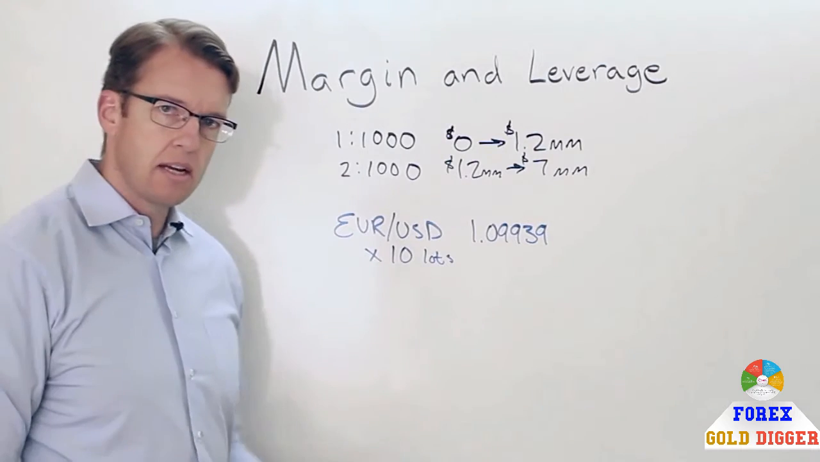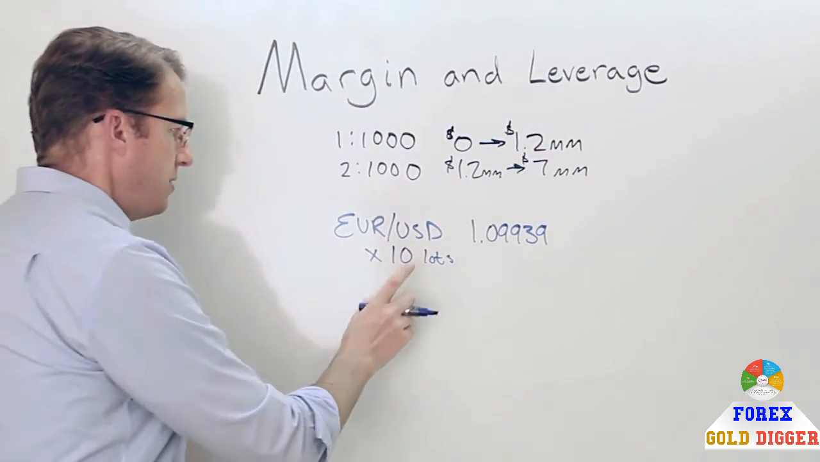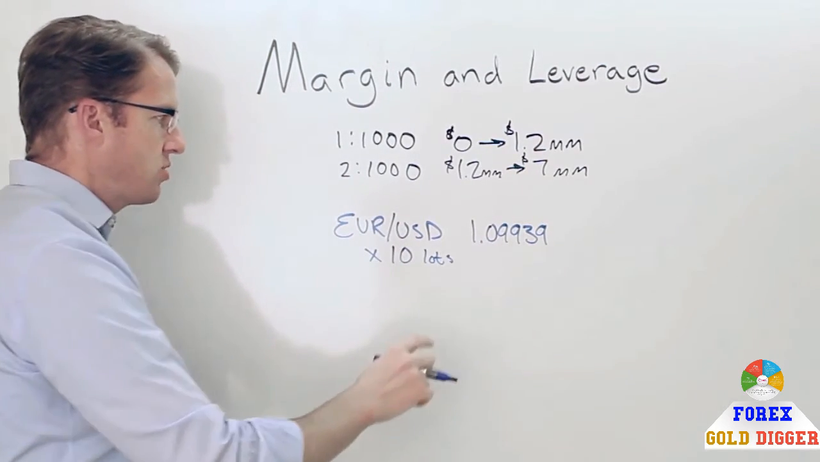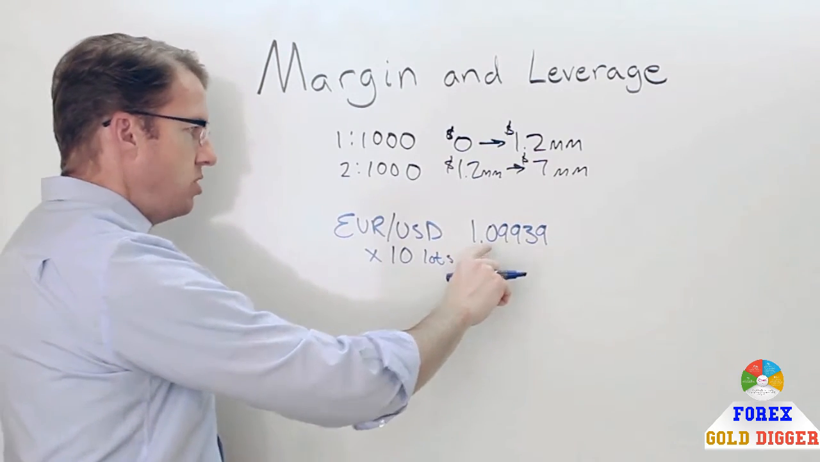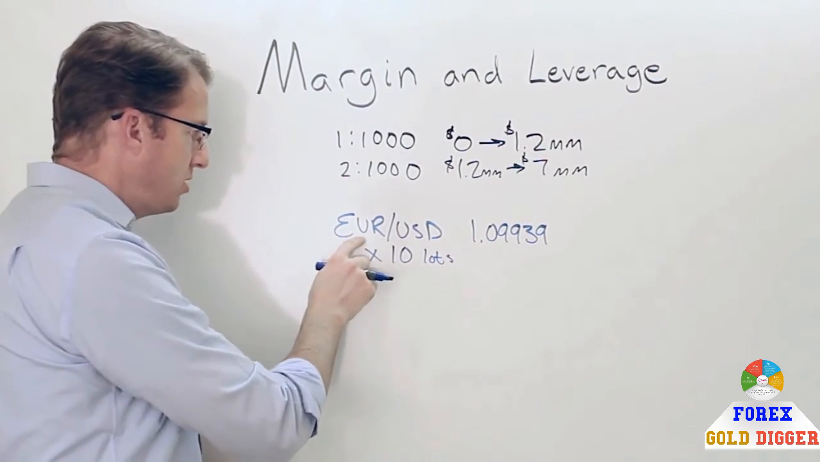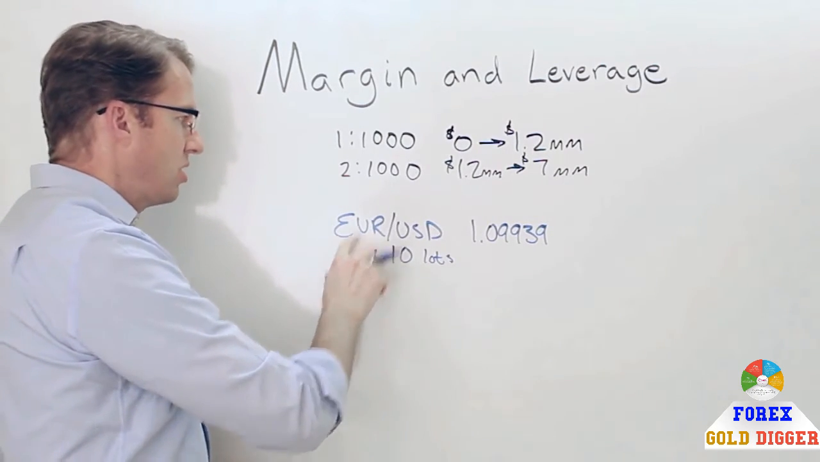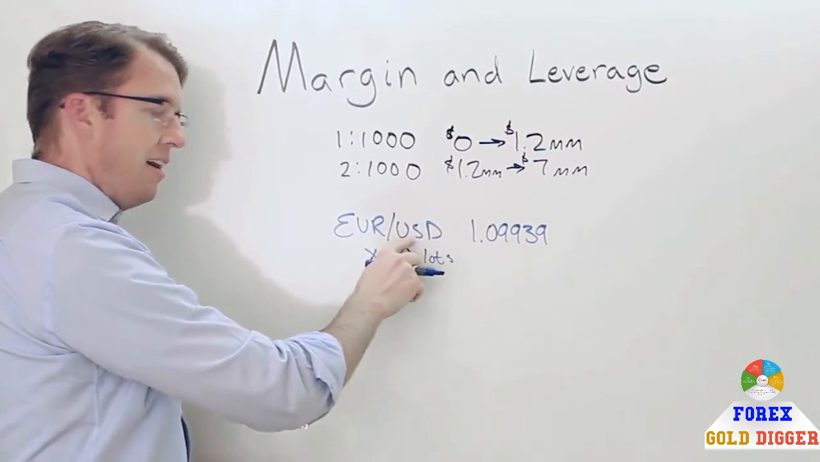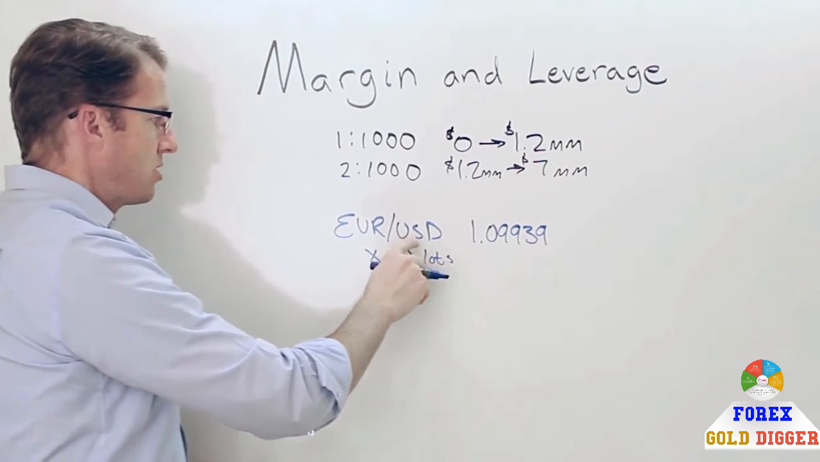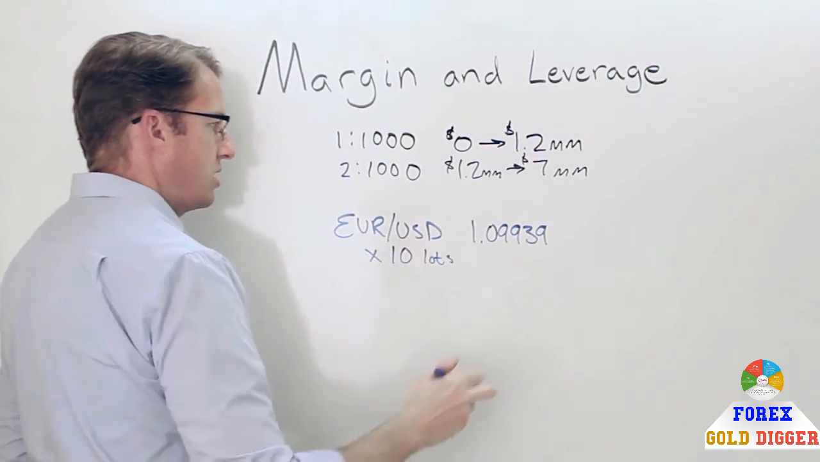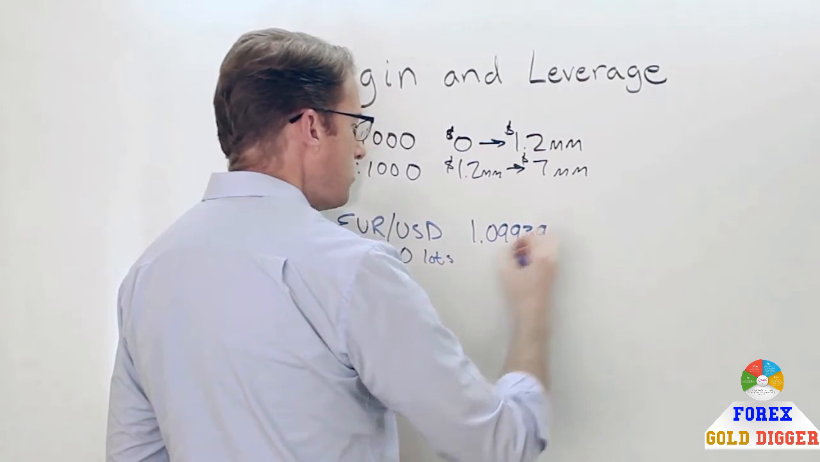Well, we can calculate a couple of things really easily. We know that 10 lots at this exchange rate is going to be our notional value, because it's going to be 1,000,000 units of the euro in this case. Well, if we take the 1,000,000 units of the euro times the exchange rate, because there's 10 lots, that's going to give us our notional value in dollar terms.